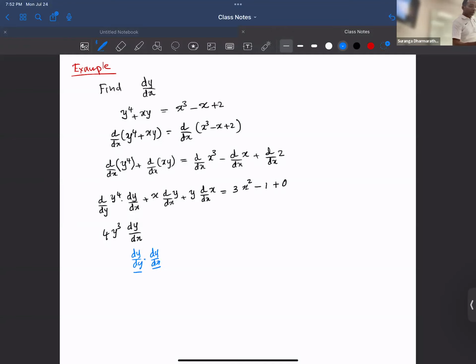Right? So now I can keep it like that. Then what about this next term? Plus x times, this is dy over dx, because we cannot do anything for that. Just leave it like that. Okay? Because that's what we need to find. We can solve for it later. Plus y times, what is this one? d over dx x is equal to just 1. So just 1. This is 3x squared plus, sorry, minus 1.